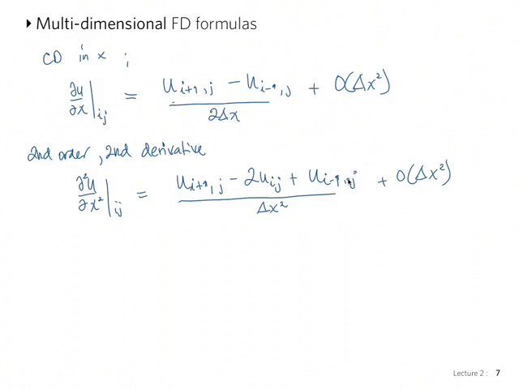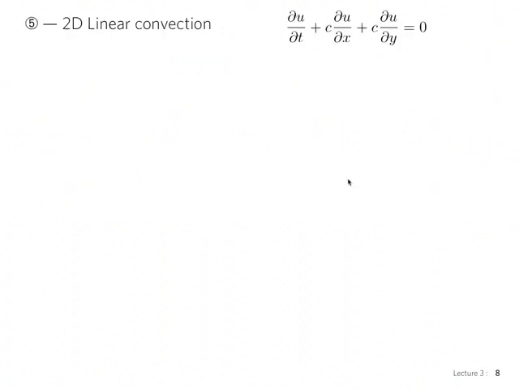So we have now all the ingredients to do our next few steps, five onwards. So let's look at those. Step number 5 is going to be 2D linear convection. So for 2D linear convection, we're going to discretize x with the index i, and we're going to discretize y with the index j.